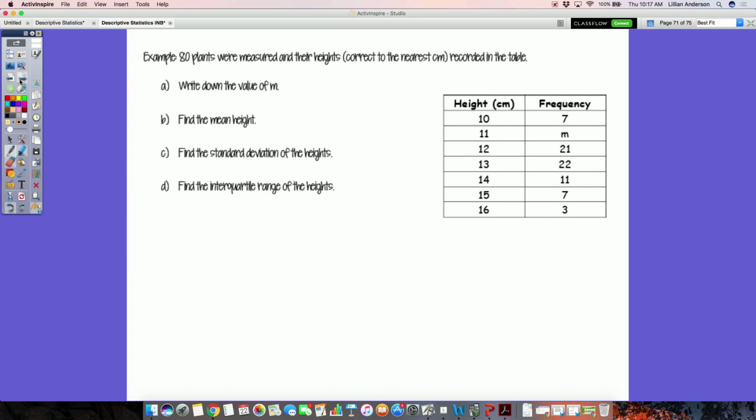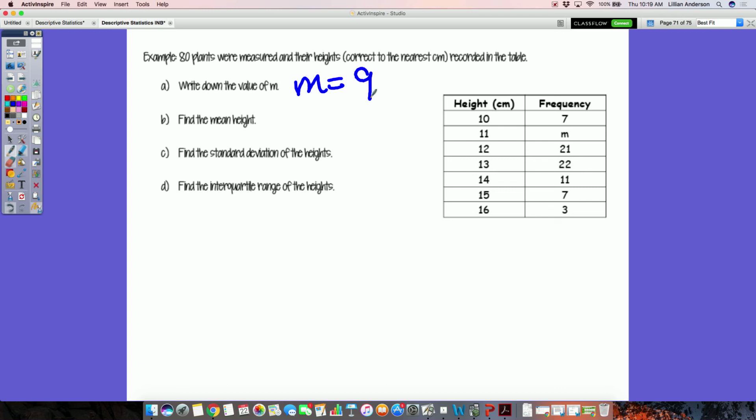I want you guys to, actually, let me look at the last example. Okay. I want you to find the value of M. How do you find the value of M? You can either add them all up and then subtract from 80, or you could just do 80 minus all those values. It's the same thing. The value of M is what? 9. All those should add to be 80.